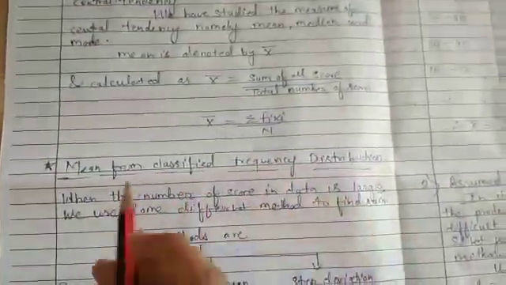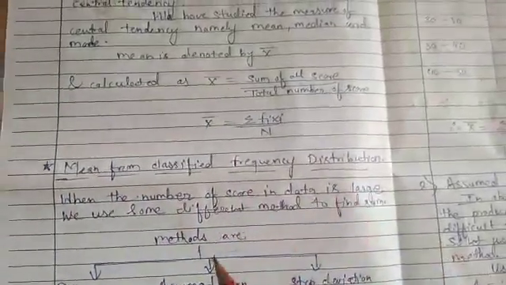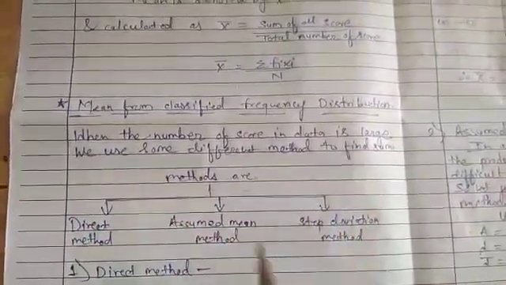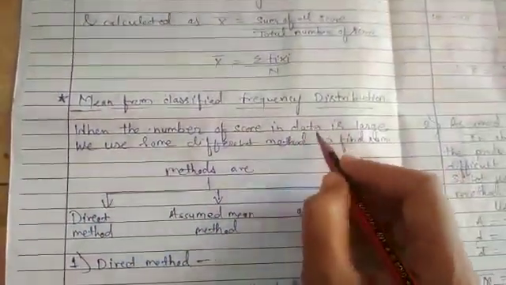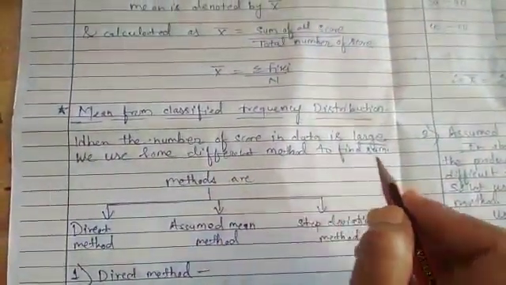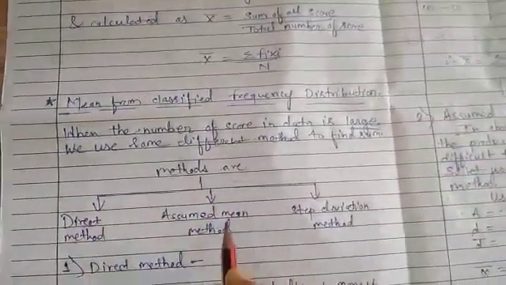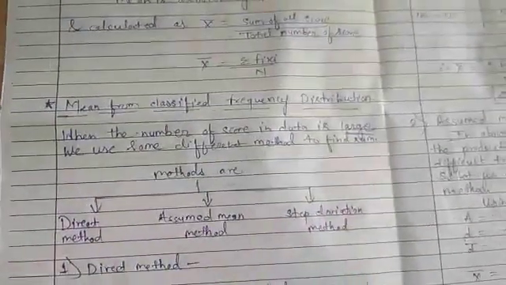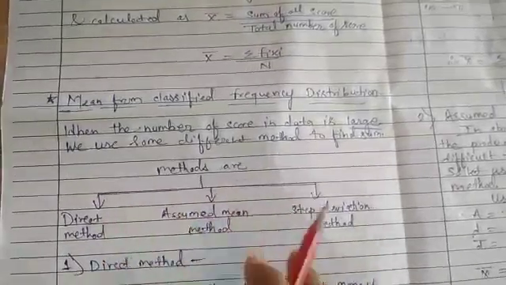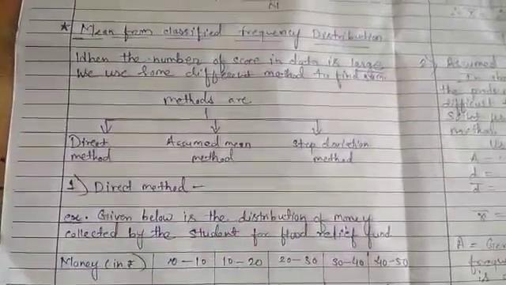Now let us see the mean from a classified frequency distribution. When the number of scores in a data is large, we use different methods to find the mean, and those methods are the direct method, assumed mean method and step deviation method. We are going to see all these three methods one by one. Let us start with the first method, the direct method, with an example.